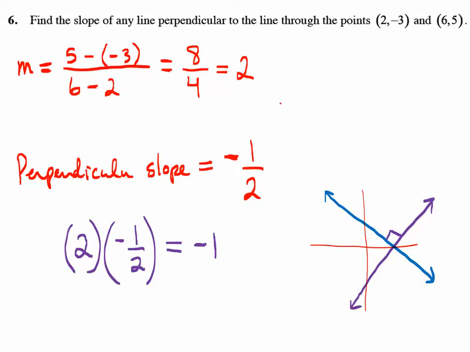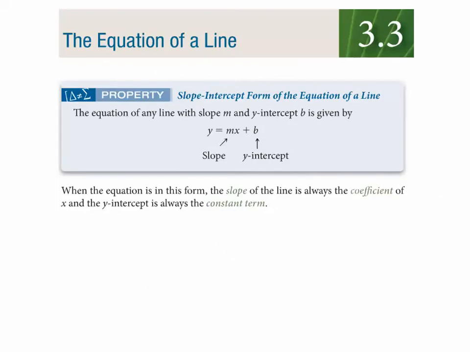Okay. That was 3.2. Jumping to 3.3. Finally, we get to the point of the fastest way to graph.